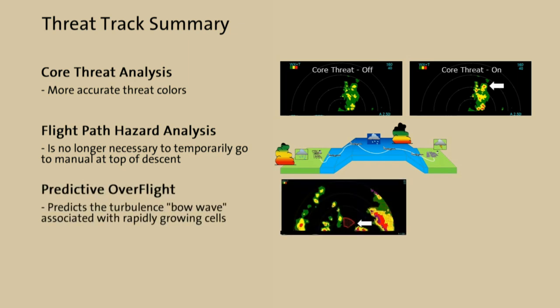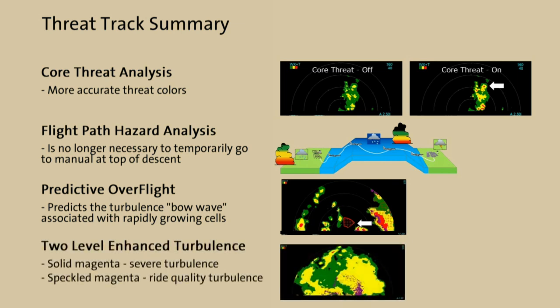Predictive overflight measures a cell's growth rate and then predicts the turbulence bow wave above the growing storm. When turbulence is predicted based on the rapidly growing cell beneath the aircraft, a predictive overflight icon is displayed. Because predictive overflight is based on a measured thunderstorm growth rate, pilots should avoid the region overlaid by the icon. Two-level enhanced turbulence paints severe turbulence as solid magenta and ride quality turbulence as speckled magenta.